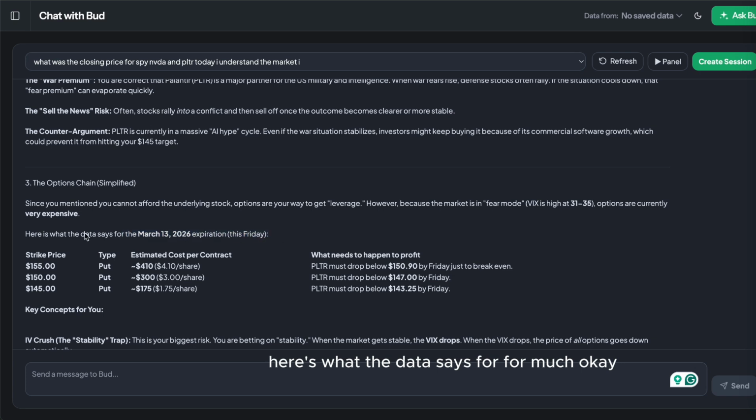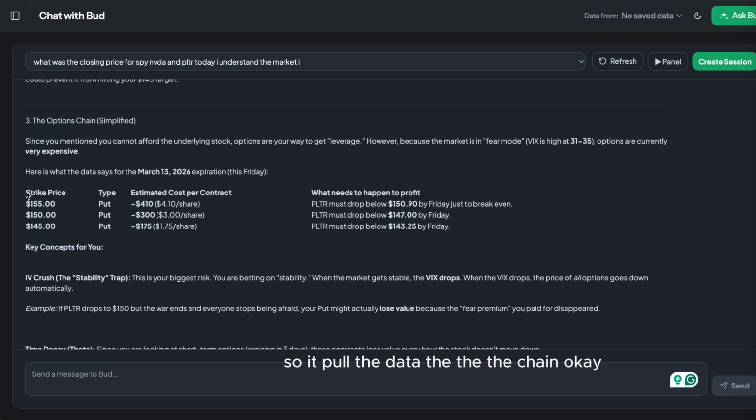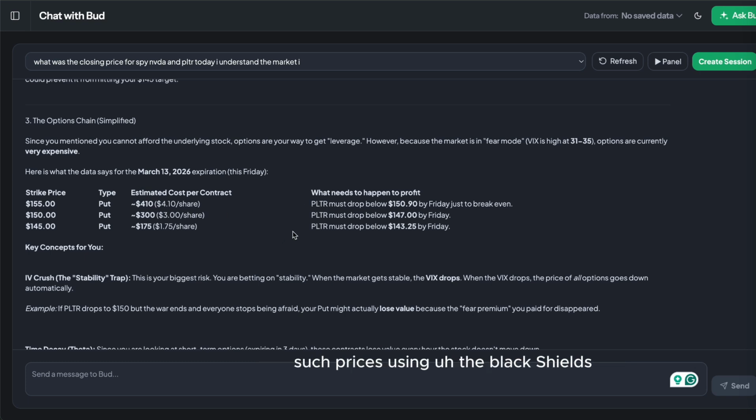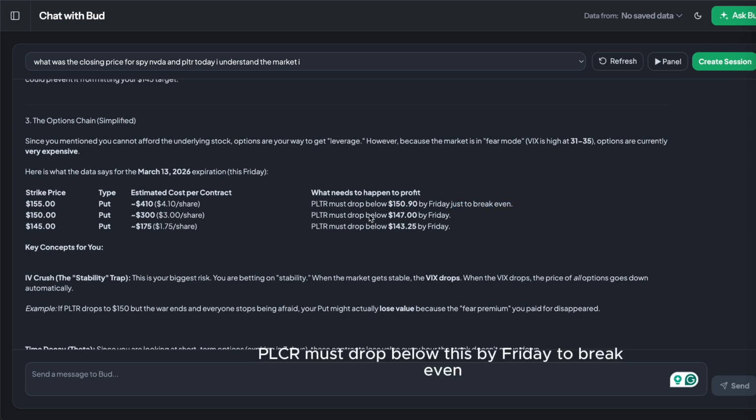Here's what the data says for March. Okay, so it pulled the data, the chain. Okay, strike price 410, 300, 175, PLTR. Again, we can re-verify this, and also because of our strong engine, we should be able to calculate such prices using the Black-Scholes module. PLTR must drop below this by Friday to break even.